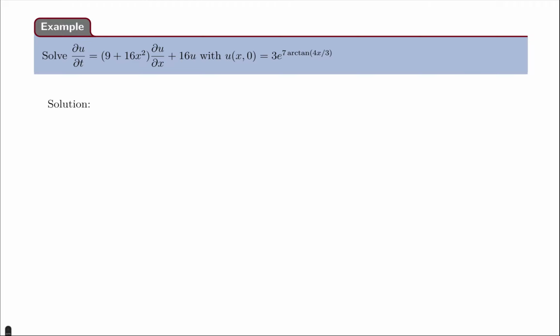Alright, so in this video we solve the partial differential equation, partial of u with respect to t equals 9 plus 16x squared, partial of u with respect to x, plus 16u, subject to the condition u of x, 0 equals 3 to the 7 arctangent of 4x over 3.